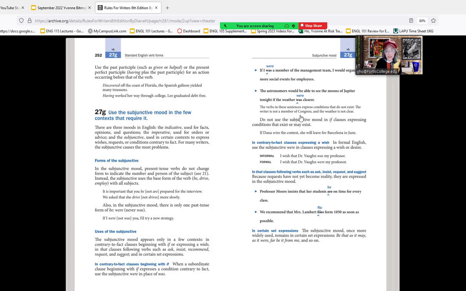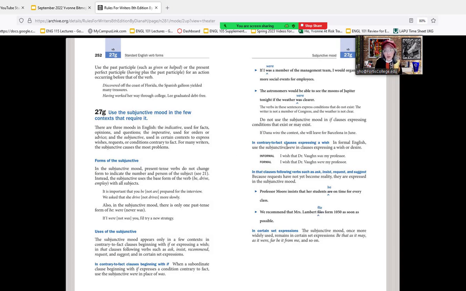The verbs in these sentences express conditions that do not exist. The writer is not a member of Congress, and the weather is not clear. So if you have a hypothetical, if I were a bird, I would fly away. That's an example of a subjunctive, something that's not true. If I were a man, I would wear a tuxedo, that sort of thing. So you would use were when it's something that's contrary to fact.